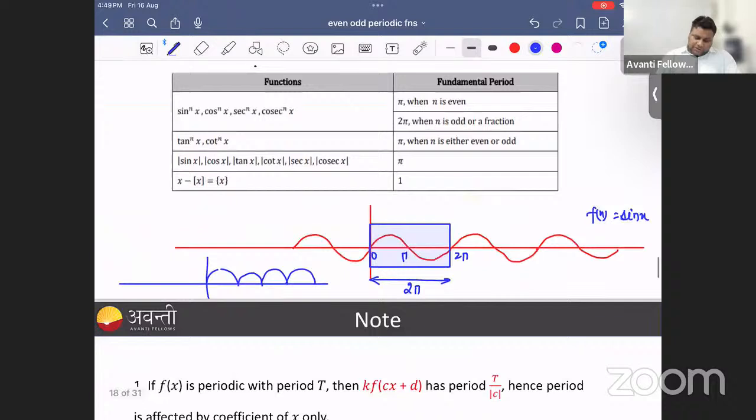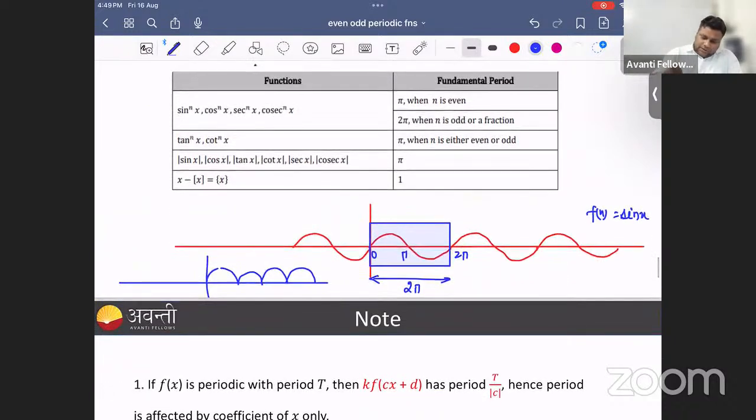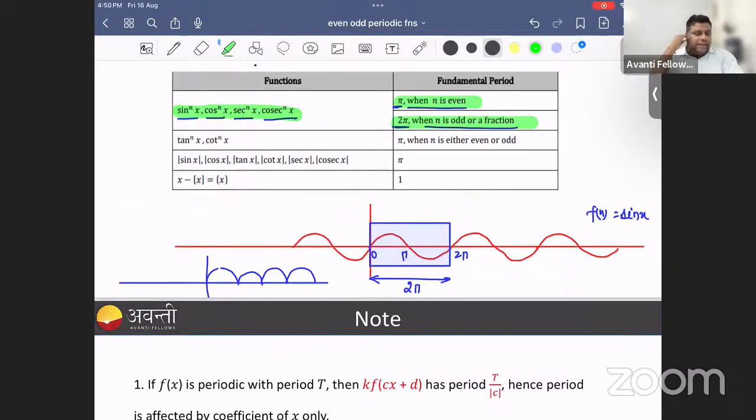Now, a few properties of modulus function. See, if I talk about sin to the power n x, cos to the power n x, sec to the power n x, cosec to the power n x, so period is going to be pi when n is even. Why pi? Because the below x-axis portion will also reach above the x-axis. And if n is odd, period will remain 2 pi. Simple point, easy point. If n is even, like sin square x, sin to the power 4 x, period will become pi. And if it is odd, that is sin cube x, sin to the power 5 x, period will remain 2 pi.